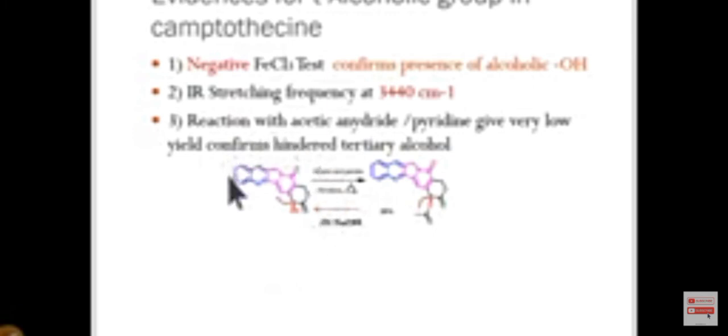What does this prove? It is an ester, that is, this part is an ester, because if it were an amide or an N-acetyl, it would be very difficult to hydrolyze in presence of 2 normal NaOH under normal conditions. For hydrolysis of an amide, we need harsher conditions. So this proves that it is not an NH, it is an OH. So this frequency 3440 accounts for the OH group and not for the NH group.